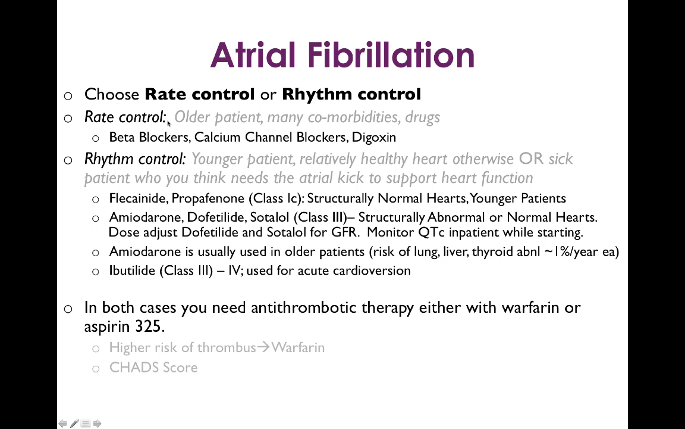Patients who get rate control tend to be older patients with really big left atria, for example, many comorbidities and drugs. We don't think that getting back into a sinus rhythm is going to be really feasible. So patients like that, we tend to use beta blockers, calcium channel blockers, and digoxin. These are AV nodal blockers, which block the ventricular response and slow down how fast beats are conducted in the ventricle.